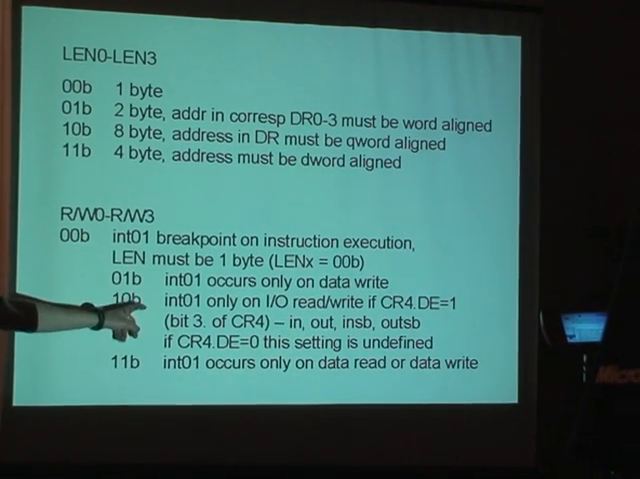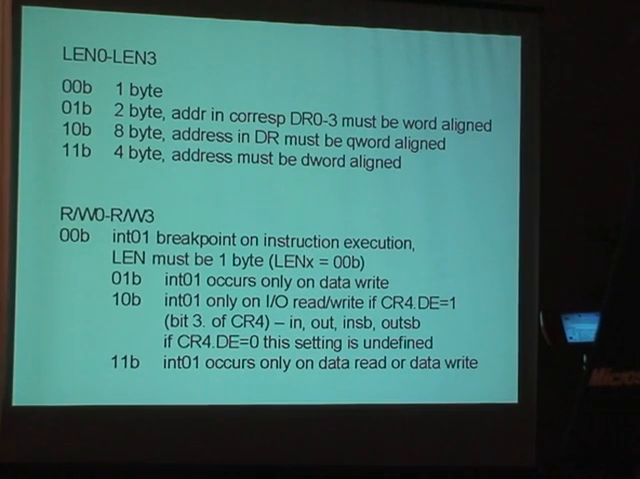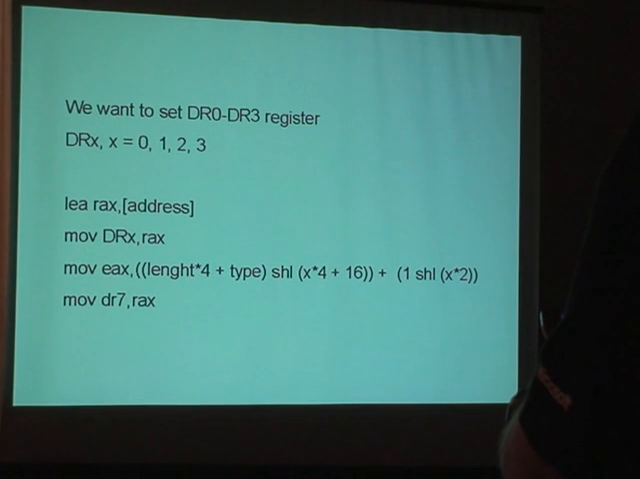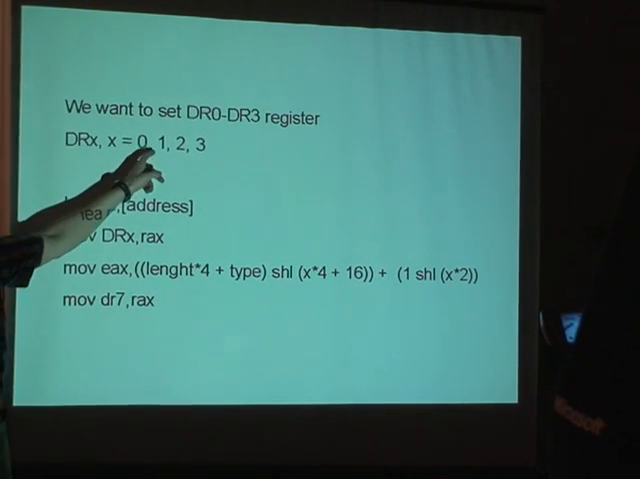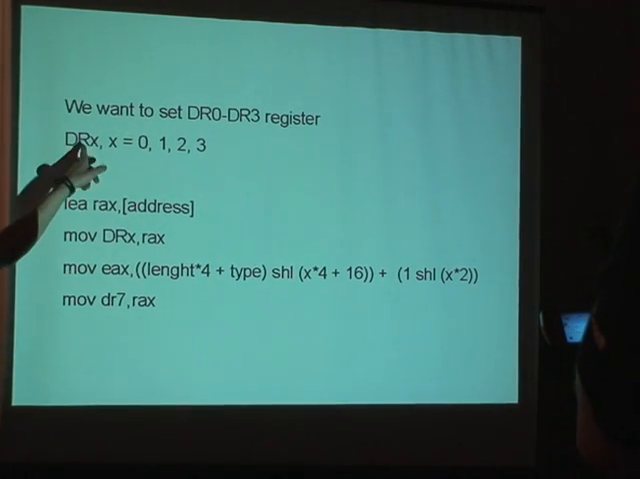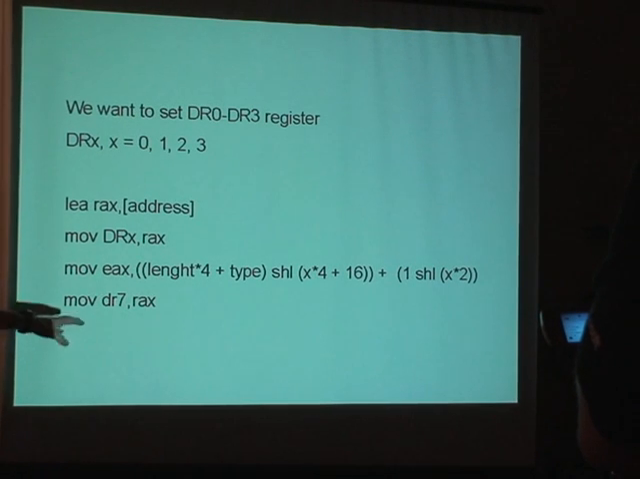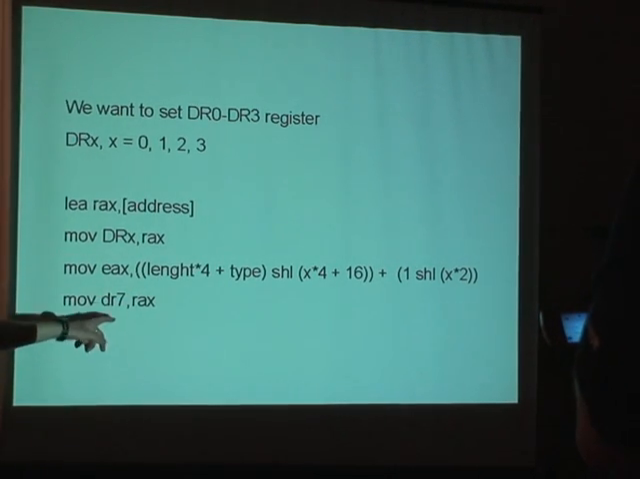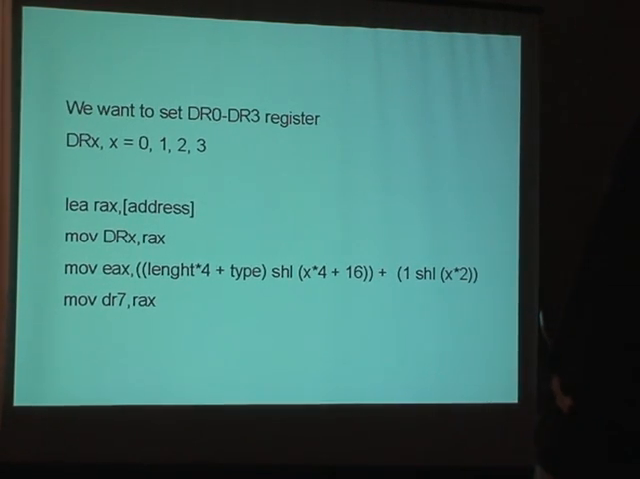The debugger can use this setting for watching ports. It is not very much known. So here is a general formula for how to set the debug registers. We can set 4 hardware breakpoints, from debug register 0, 1, 2, or 3. Then we just load the address into the debug register, and then we can use this formula to set debug register 7. After this is finished, the hardware breakpoint is finally set.